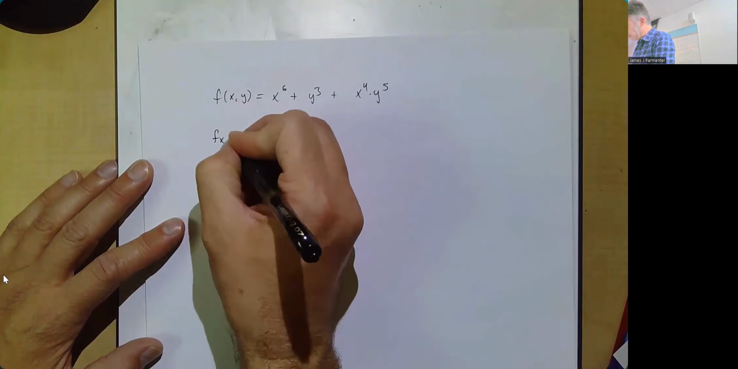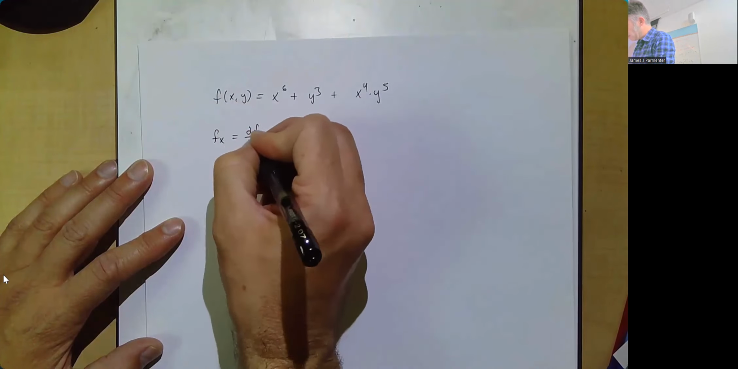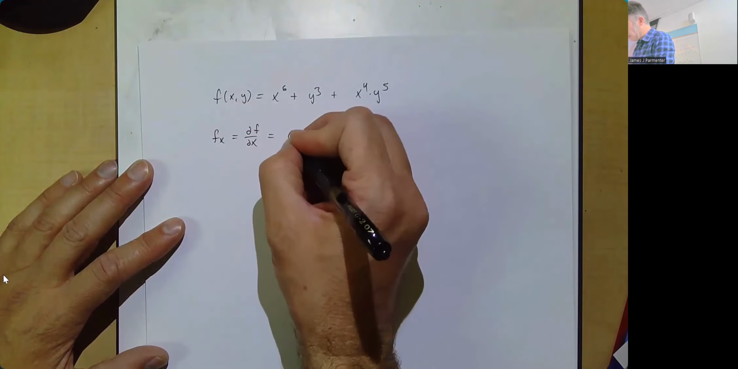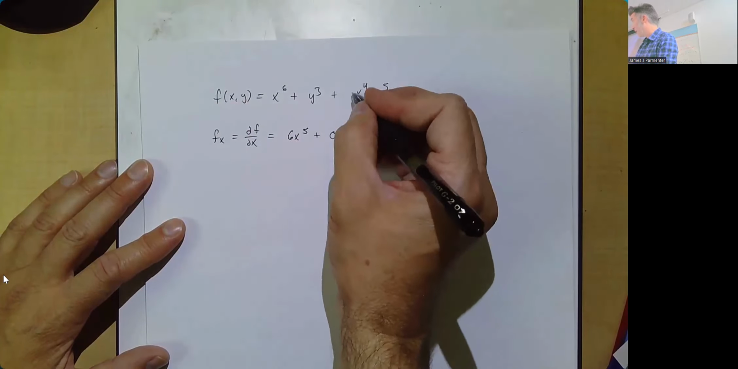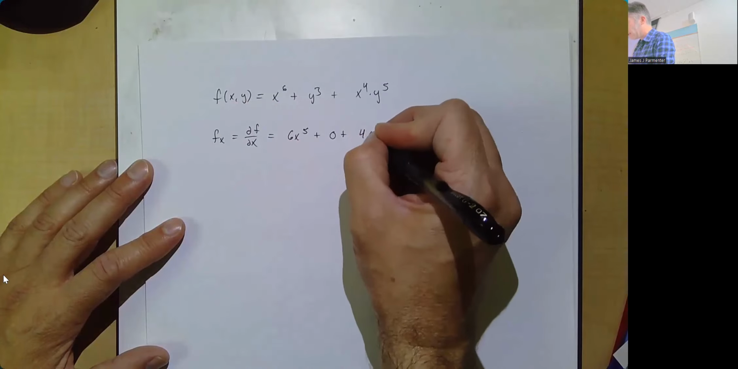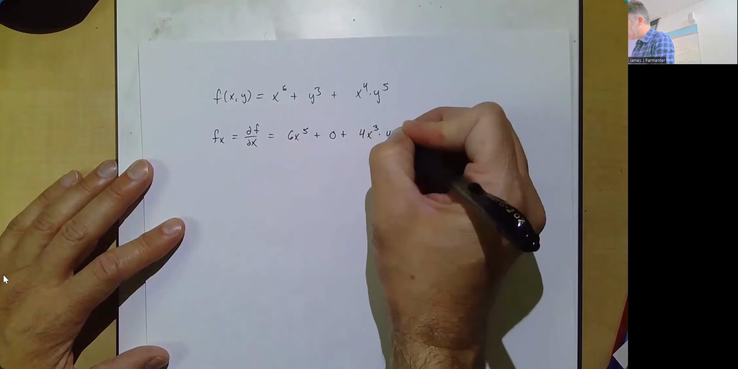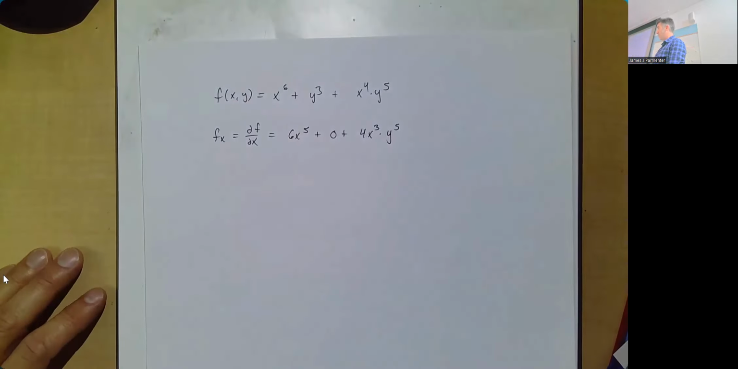Our fx, which is del f del x, should have been 6x to the fifth plus 0 plus the derivative of x to the fourth, which is 4x cubed times the constant hanging out, which is y to the fifth.